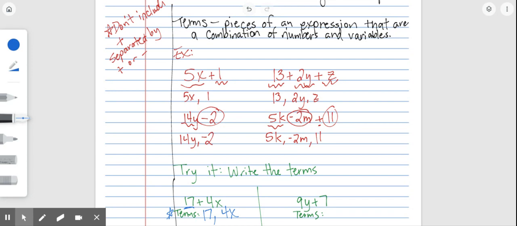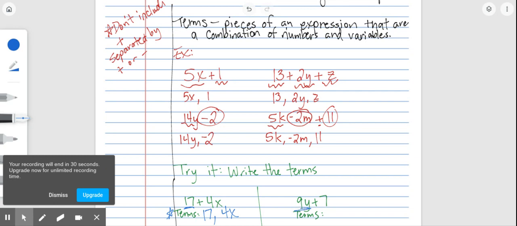For the second expression, we've got a similar idea. To the left of the addition, we've got 9y. And then to the right of the addition sign, we have the number 7. So 9y and 7 are your terms. Each of these groups has two terms, because there are two separate pieces. In the next video, we're going to talk about finding like terms, so when terms are the same or similar.